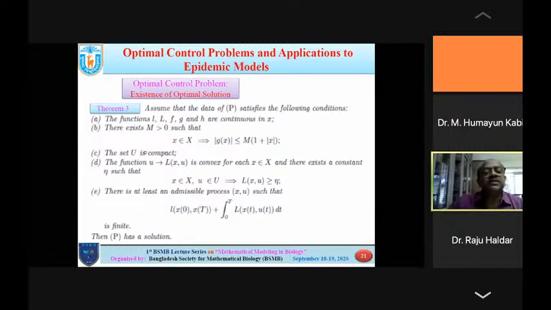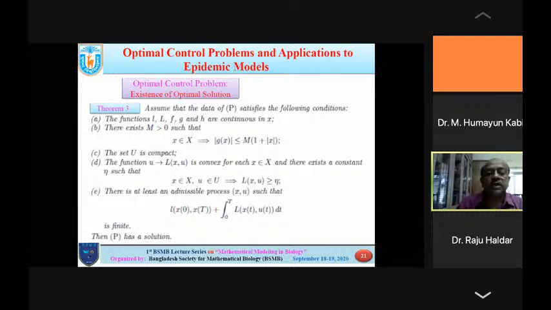Closed and bounded is called compact. And if U is our integral function, L should be convex. If all these things hold, then our objective function has a finite value. And in that case, of course, we have a unique solution for this type of optimal control problem. So when we go for numerical validation, we need to analytically verify the theory, whether our solution exists or the solution is unique.